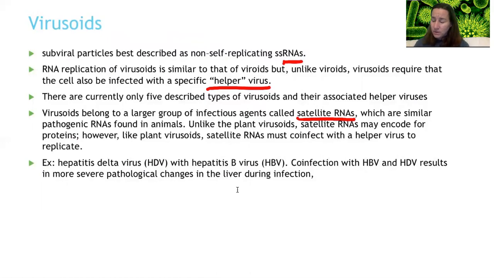For us, the one that they mentioned in the textbook is hepatitis delta virus, and it goes along with the helper virus. Its helper virus is Hep B. So if you have Hep B and you also have hepatitis delta virus, which is a virusoid, your symptoms are worse than if you just had Hep B alone. So these things are single-strand RNA, but they can't self-replicate without that helper virus.